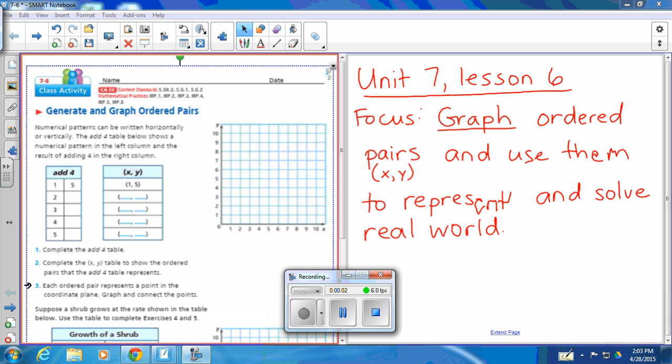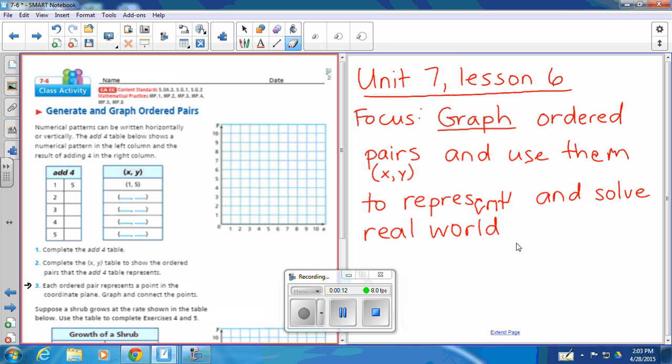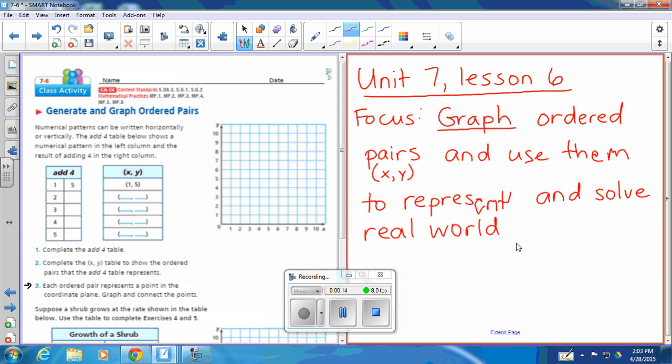Okay, so today we have Unit 7, Lesson 6, and our focus is to graph ordered pairs and use them to represent and solve real-world problems.